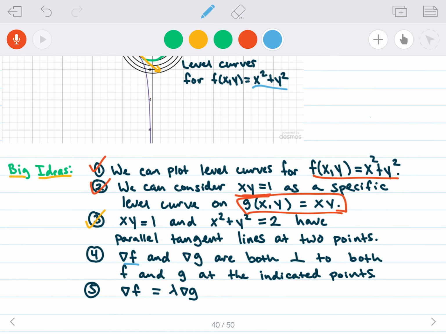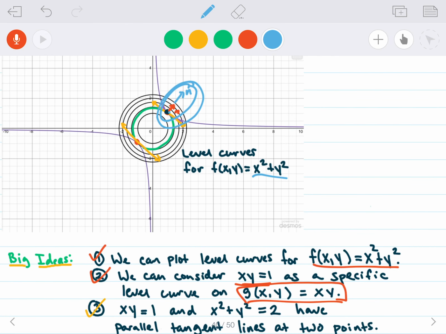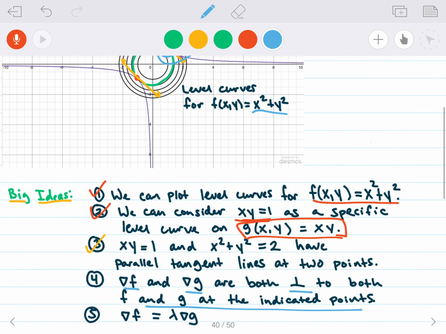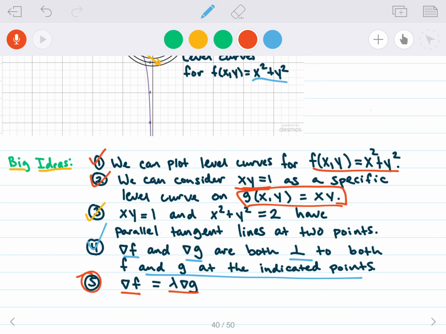So the gradient of f and the gradient of g are both perpendicular to f and g at the indicated points. Okay, so again, these guys here, that's the gradient. They're also known as the normal vectors because they're perpendicular to the curves at that point. And so this is what we've been leading up to, this last piece right here. The gradient of f is going to be some scalar multiple of the gradient of g. This guy right here, this is lambda, and it is a scalar. Okay, so we're going to use this equation to do our constrained optimization problems.